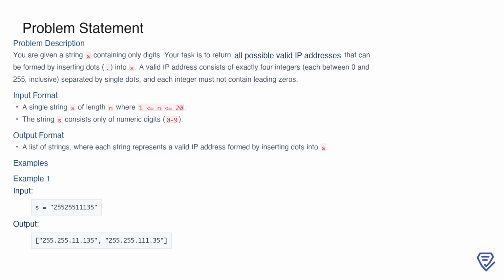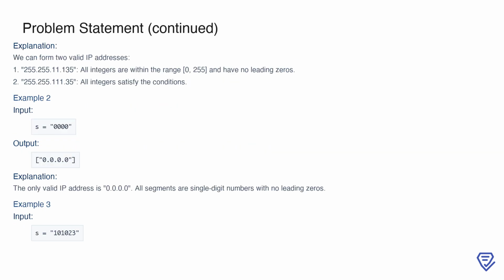For example, the string 2552551135 can be converted into valid IP addresses like 255.255.11.135 and 255.255.111.35. The task is to identify all such possibilities and return them as a list of strings. The input string S will have a length between 1 and 20, and the output should be a list of valid IP addresses that satisfy these conditions. To understand this better, let's look at some examples.